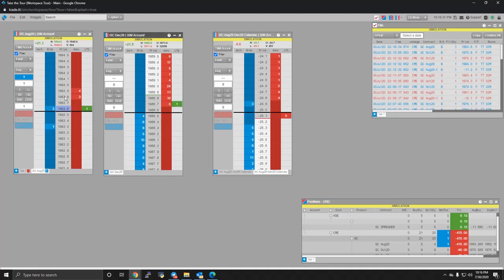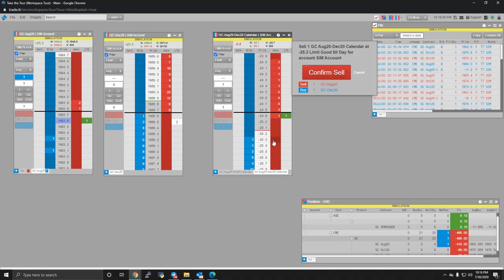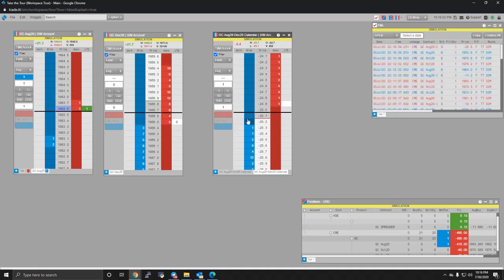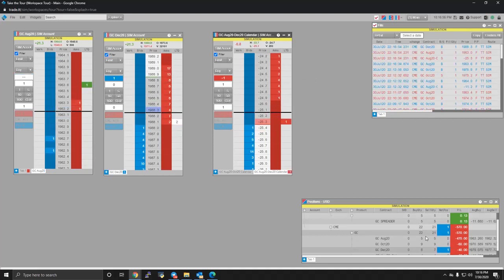As we know, we can either sell August, buy December manually, or we can come to the calendar spread and sell August, buy December to roll our long. Let's see if this one works. Worked there. So now we look at our position, and August is flat, and December we are long 1.